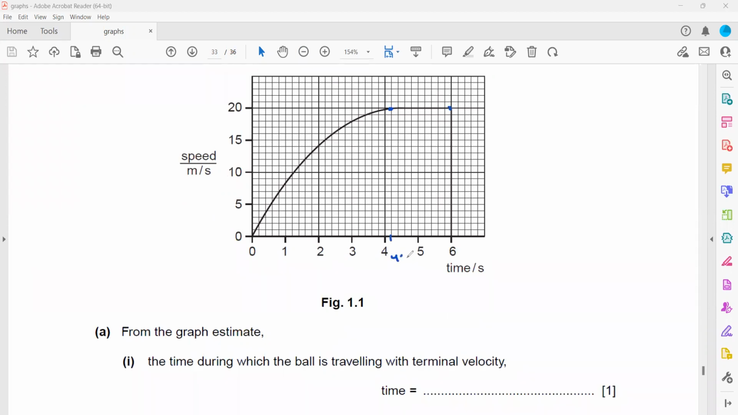So it starts from 4.1 and ends at 6. What is the duration from 4.1 to 6? That's equal to 1.9 seconds. So for 1.9 seconds, it was moving at a terminal speed or a constant speed.